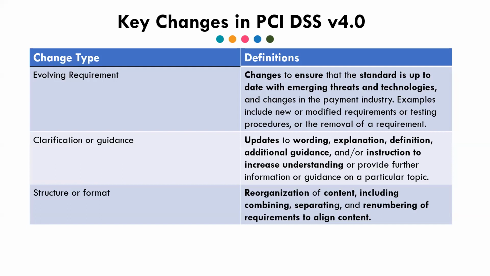1.1.2 in version 3, now that has probably been shifted or changed to 1.5 in version 4. So that is what we mean by the structure and the format, right? So reorganization of the requirements has also been done, and renumbering has also been done. And that is what the structure and format aspect of the change seeks to address, right? So there are 3 main change types, and that is what we've talked about, okay?